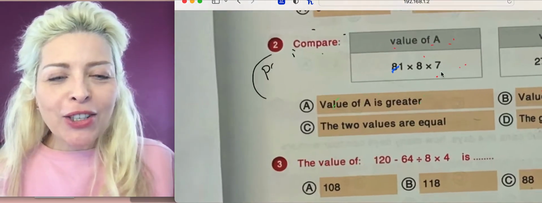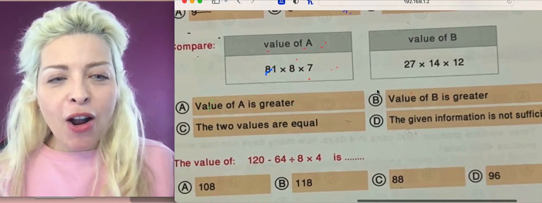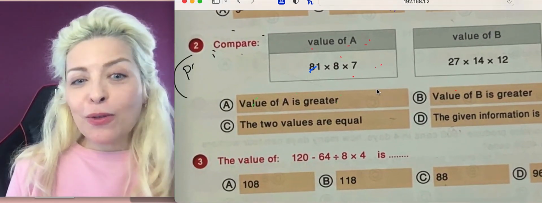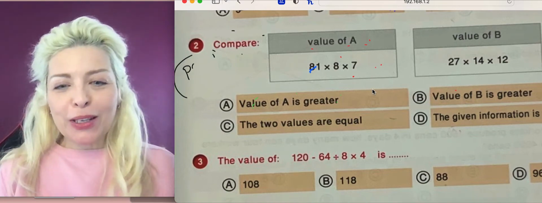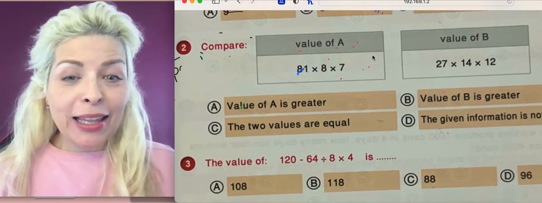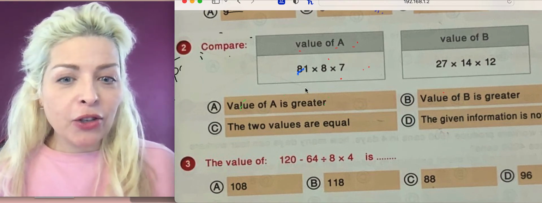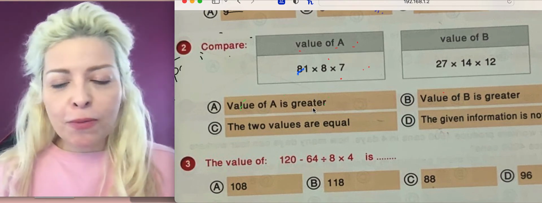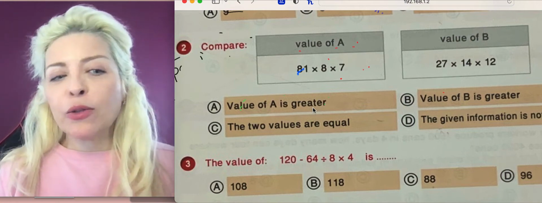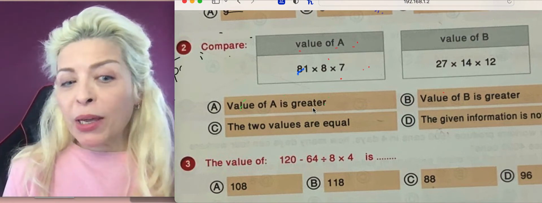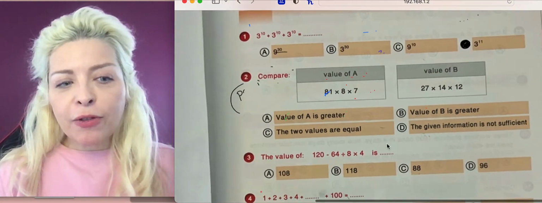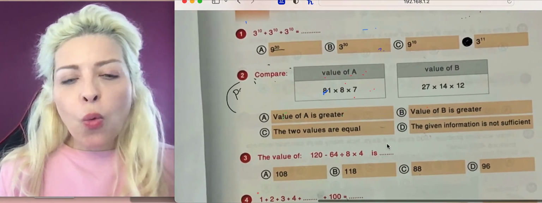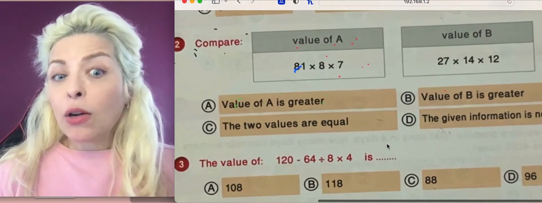We're doing question number 2. Compare the value of A and the value of B. Now, how would you do this? Let's look at our answers. Is the value of A greater? Are the two values equal? Is the value of B greater? Or is the given information not sufficient to get the answer? What do you think? Okay, let's check.